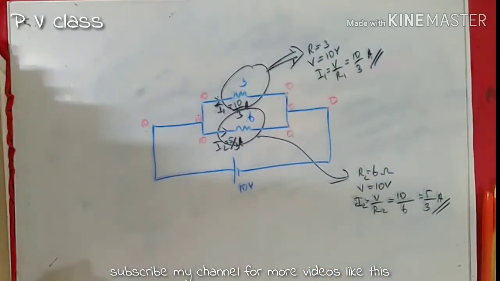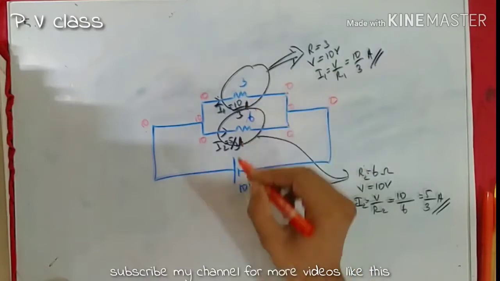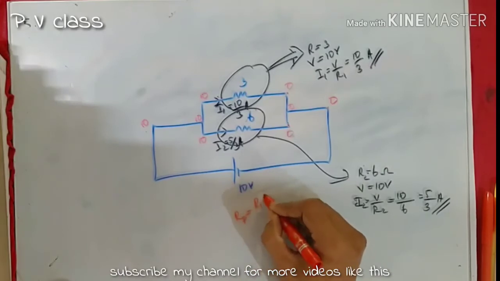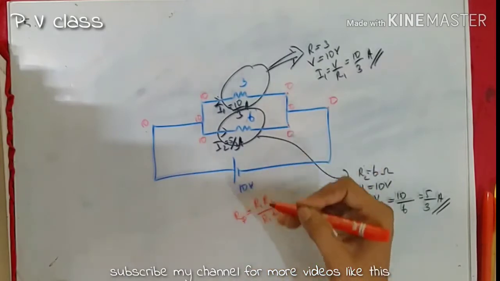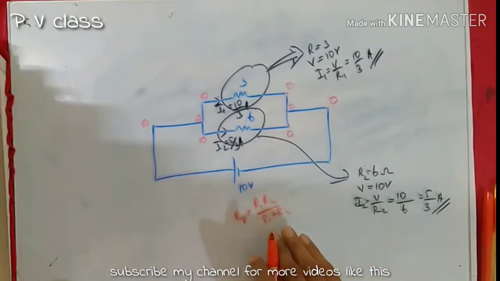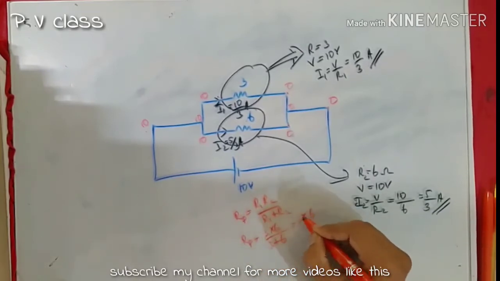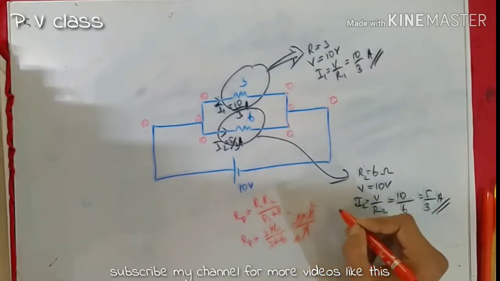Okay, then let's find out the effective resistance. In this case, we could use the formula Rp is equal to R1 R2 divided by R1 plus R2. Actually, it is 1 by Rp is equal to 1 by R1 plus 1 by R2. If you cross multiply and take the reciprocal, you will get this formula. Then in this case, Rp is equal to R1 R2, 3 into 6 divided by 3 plus 6, that is 3 into 6 divided by 9, and on simplifying we'll get 2 ohm.